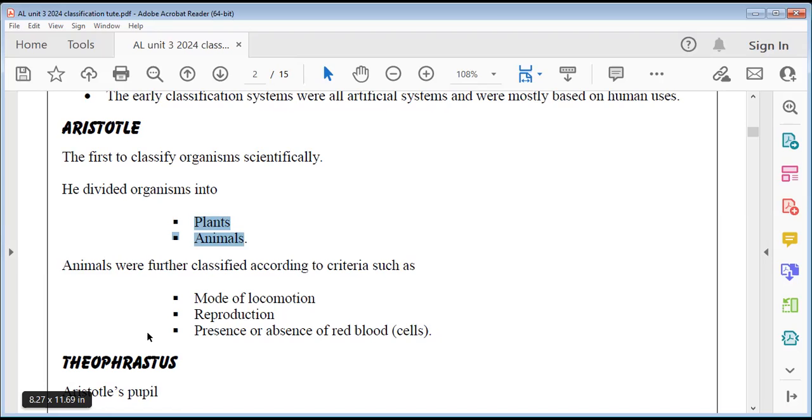Yes, sir. So in such a country, we have no way to argue with the people. If they have written in the book, what are the criteria used by Aristotle? Mode of locomotion, reproduction, presence or absence of red blood cells, right? Take the marks and go.